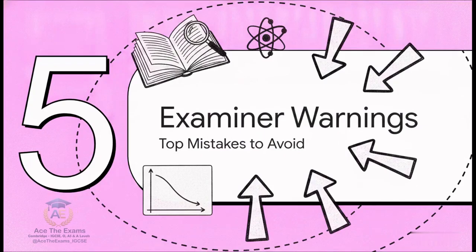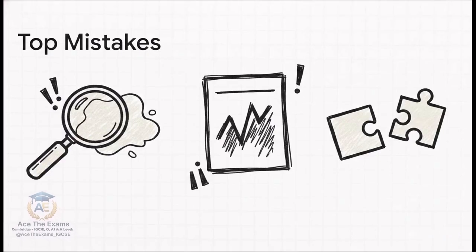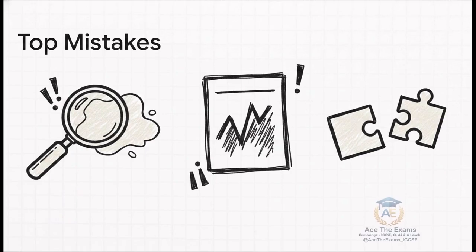Finally, Section 5, top examiner warnings. Let's bring this all together into our final system. To achieve your full mark potential, you absolutely must avoid these top 3 pitfalls, pulled directly from the principal examiner reports. First, answers that are way too vague. Writing radiation is dangerous instead of specifying alpha particles are highly ionizing but have low penetration will cost you dearly.